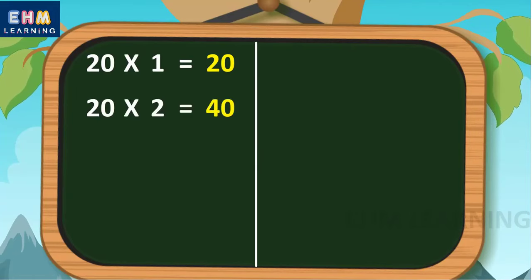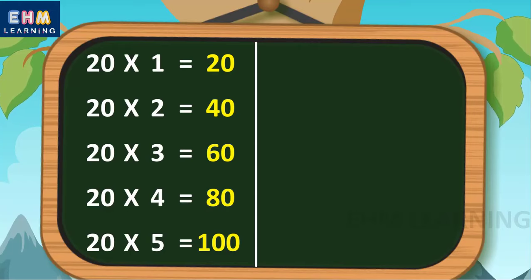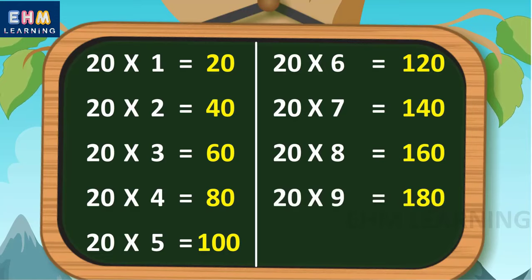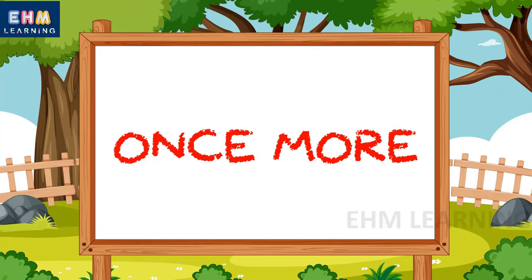20 ones are 20. 20 twos are 40. 20 threes are 60. 20 fours are 80. 20 fives are 100. 20 sixes are 120. 20 sevens are 140. 20 eights are 160. 20 nines are 180. 20 tens are 200. Once more.